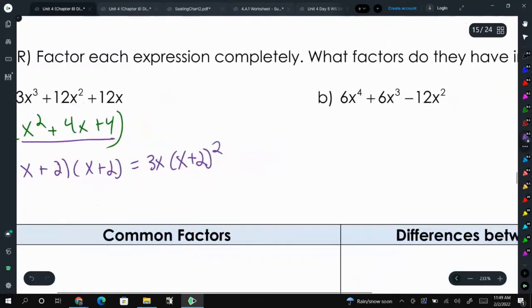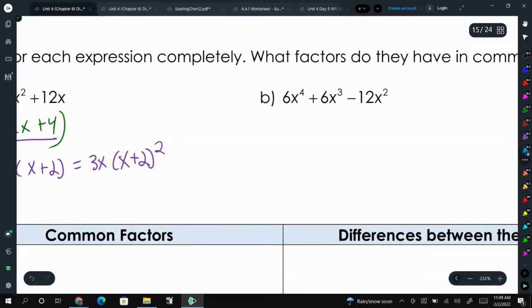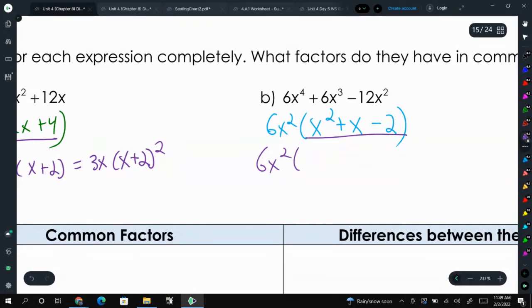Then over here, we can factor out a 6x squared, and we are left with x squared plus x minus 2. And we ask ourselves, can we factor this? What two numbers multiply to negative 2 but add to 1? So that's going to be x plus 2 and then x minus 1.